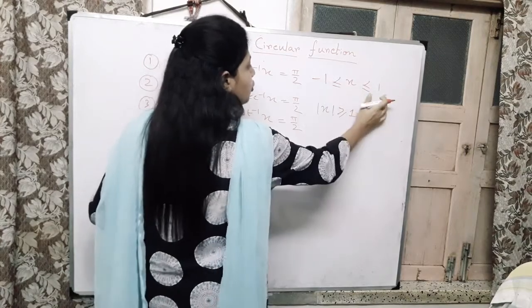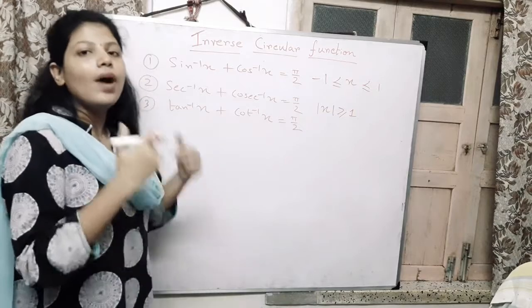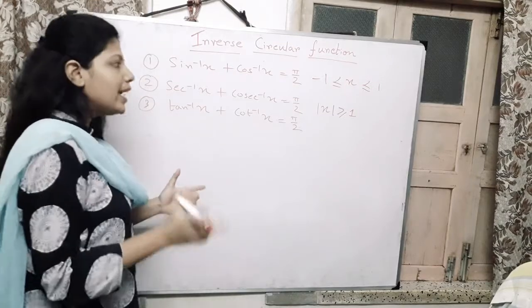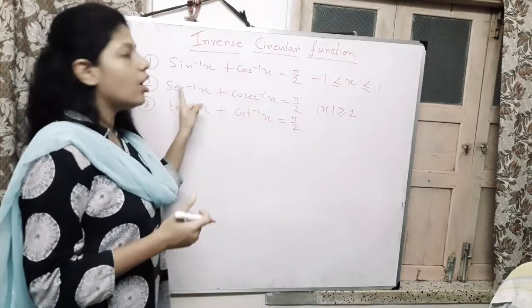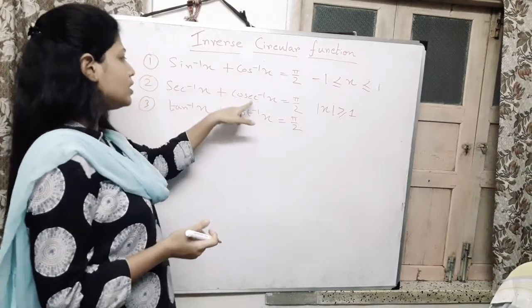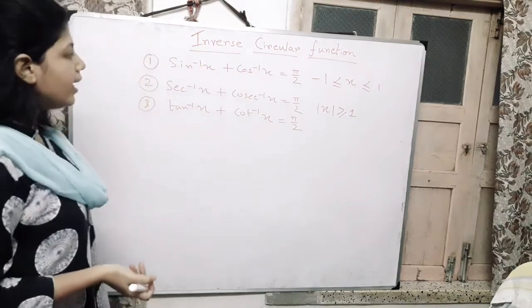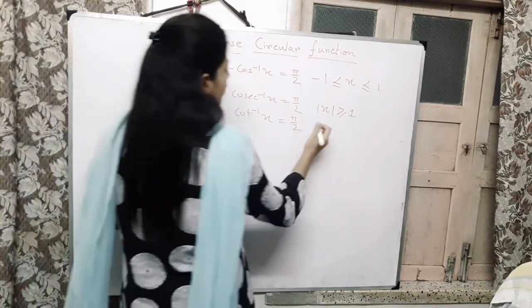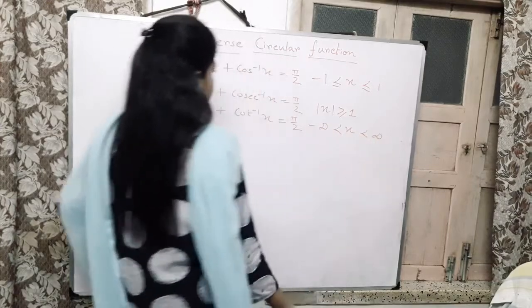Because for minus 1 to 1, sine and cos both of them are already there. So what is the remaining part? Remaining means sec and cosec, because sec is the reciprocal of cos and cosec is the reciprocal of sine. Now the last one, tan and cot. What will this one be? It is for minus infinity less than x less than infinity.